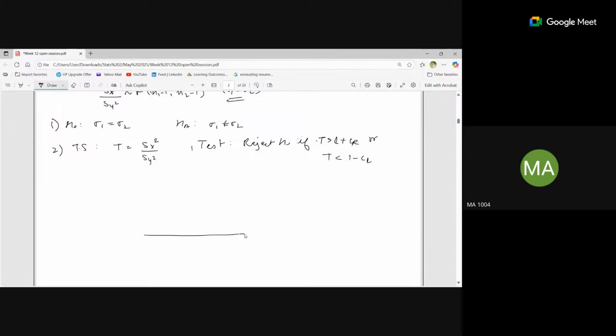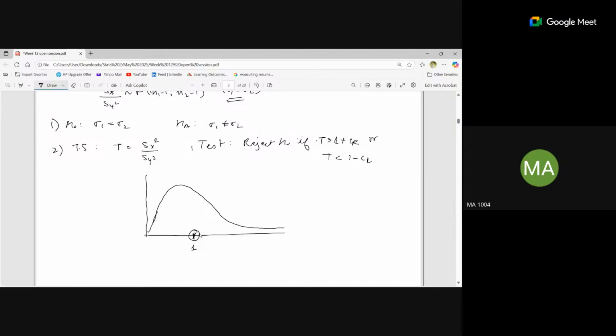Now for the F distribution, this is my graph of the F distribution, correct? Now this is my 1. So when will the value of the test statistic be 1? When my null hypothesis is true, correct? At that point only the test statistic would be 1, correct? Yes or no? Yes, ma'am.